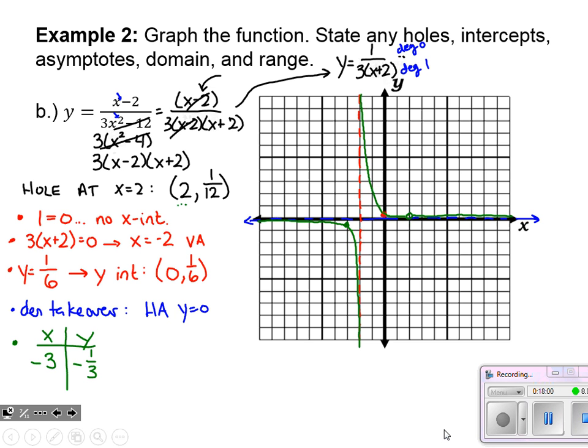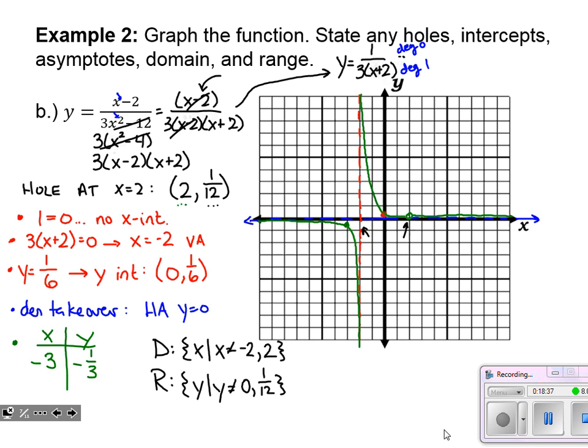Domain and range. Last thing we need. My domain is all x values except for, well, now I need to look out for that vertical asymptote, so x cannot equal -2. And I can't plug in the x value of 2. There was a hole in the graph there, so x can also not equal +2. For the range, it's the same thing, but now with the y's. Well, all y values, as long as y does not equal 0 for that horizontal asymptote, or doesn't equal that 1/12 that came up when I had the hole in the graph. Everything else is covered.